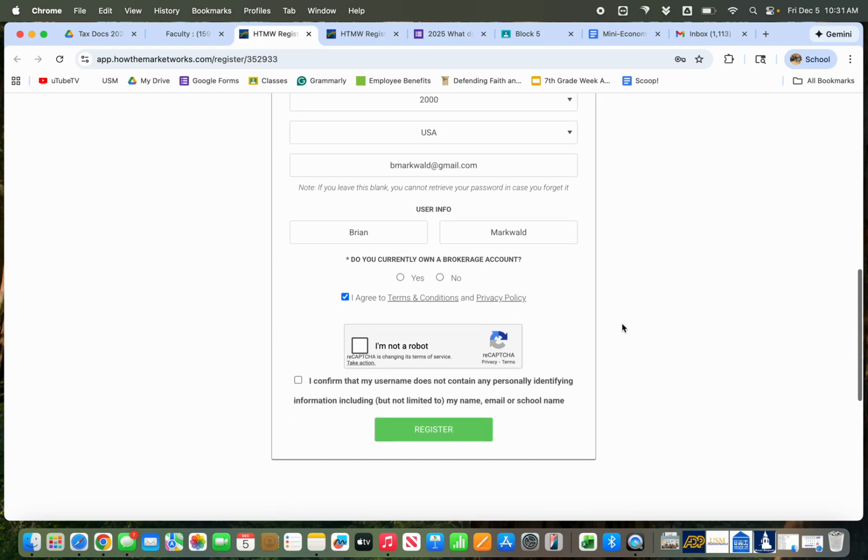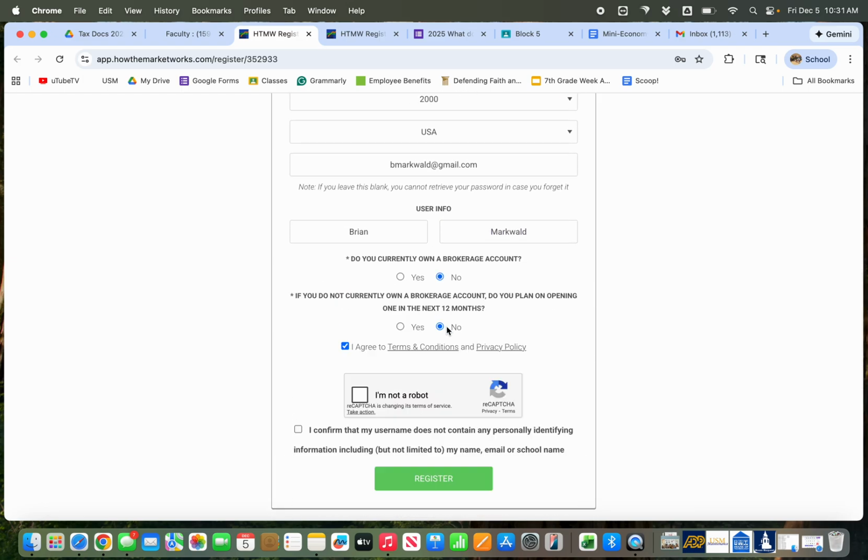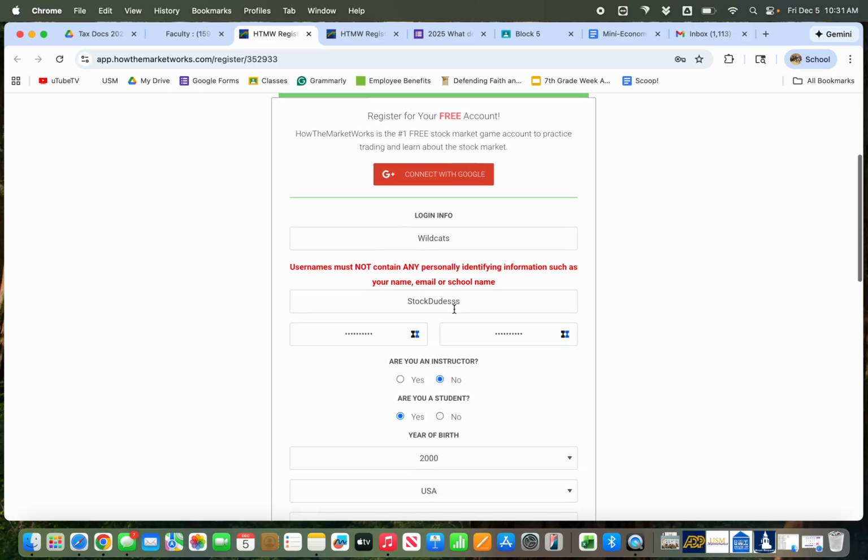Do you currently own a brokerage account? You do not, and you're not going to get one in the next 12 months. You're going to agree to terms. You're not a robot. Some of you might have to do that CAPTCHA. And then confirm. Look it over. We should be good to go here.